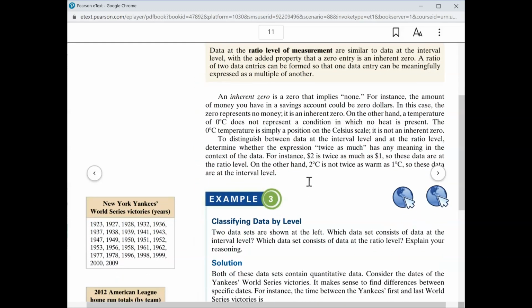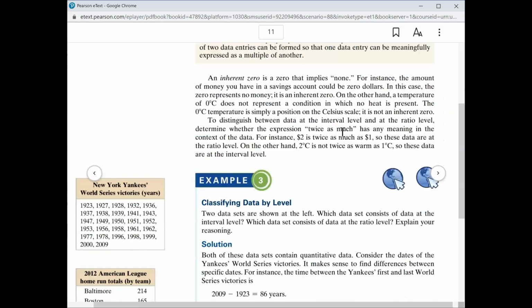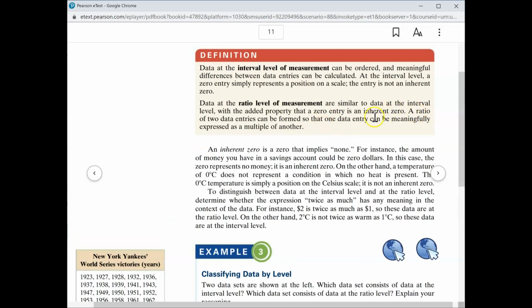So let's think more about that. Here's another thing that a true zero does for us: a ratio of two data entries. When you do have a true zero, a ratio can be formed so that one data entry can be meaningfully expressed as a multiple of another. So at the interval level, you can take the differences, and that means something, but you can't take the ratio. That ratio doesn't mean what it looks like it means.